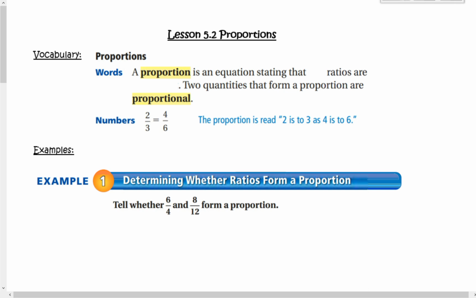Today we're going to be learning lesson 5.2, proportions. We're going to start off with some vocabulary. The first thing we're going to go over is what is a proportion.